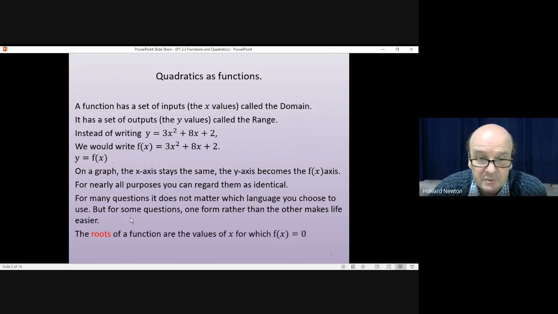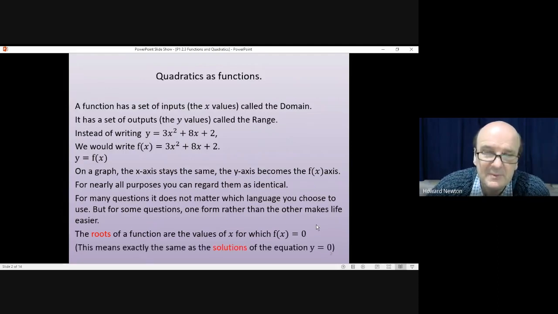They'll talk about the roots of a function. The roots of a function are the values of x for which f of x is equal to 0. Now that means exactly the same thing as when you have an equation and you solve the equation, and you solve it for when y equals 0.